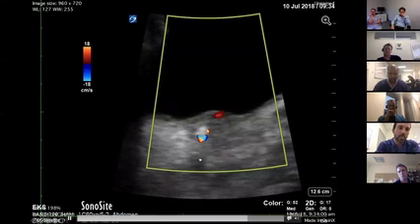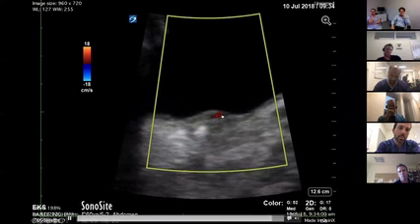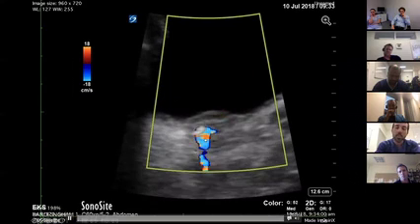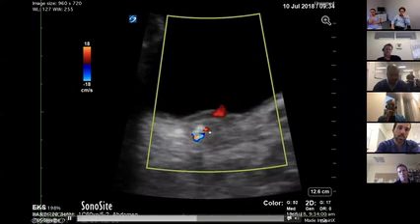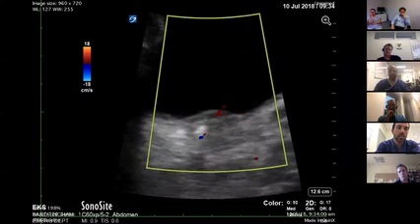That's your twinkle from the VUJ stone. That's your ureteric jet. So you still have a ureteric jet, and you still have a VUJ stone. That means it's just a partial obstruction. So you're still getting that one.